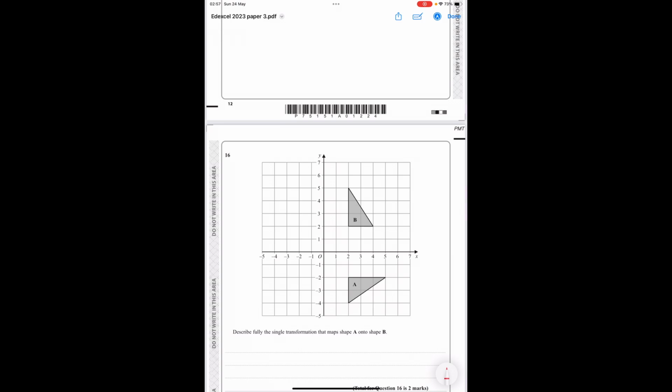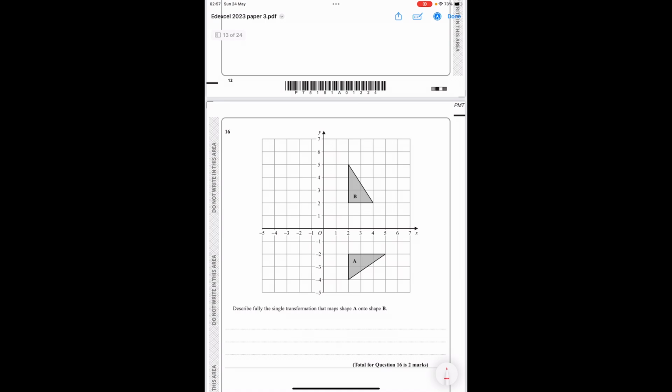Describe fully the single transformation that maps shape A onto shape B. This is going to be rotation. You need to put your tracing paper over there, rotate it round to find out the point of rotation. So the answer would be rotation 90 degrees, and the point of rotation is 0, 0.